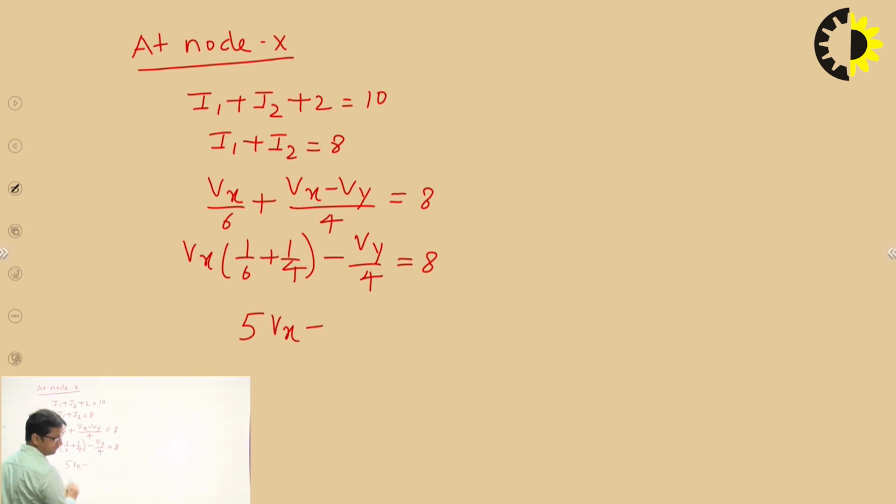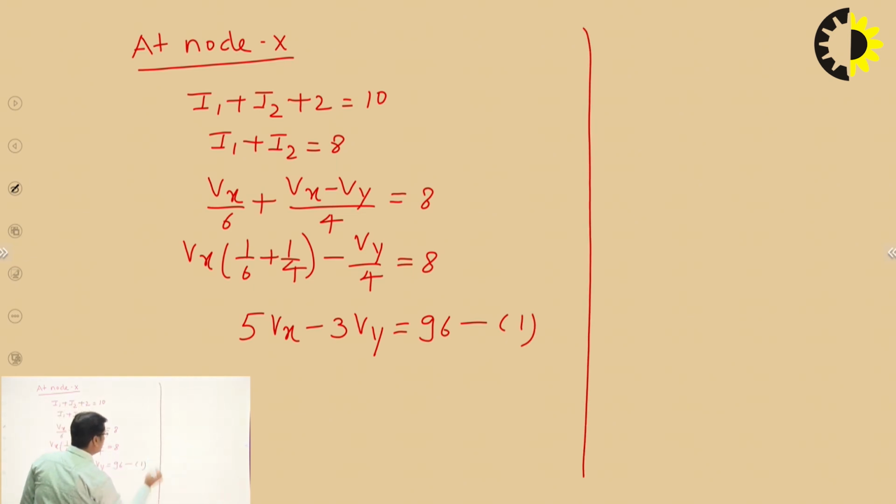you can write that at node X, 5Vx minus 3Vy equal to 96. Equation number 1 at this node X.